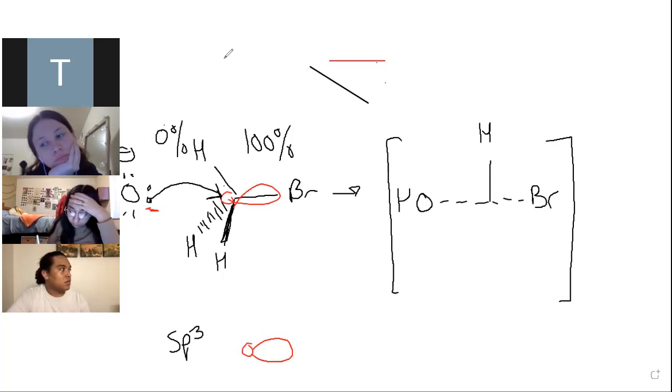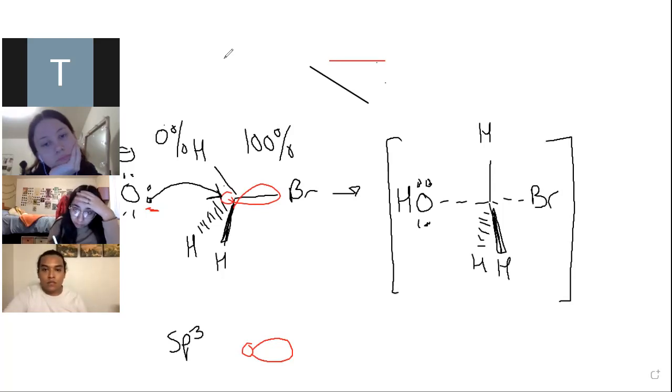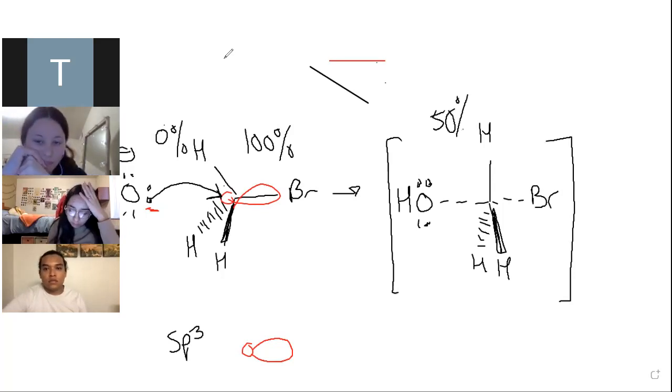So in the transition state, like I said, you're not quite to the product and you're not quite the reactant still. So what percentage are these bonds, do you think then? 50-50. So this bond is 50% formed, our nucleophile on our substrate, and this bond is 50% broken.